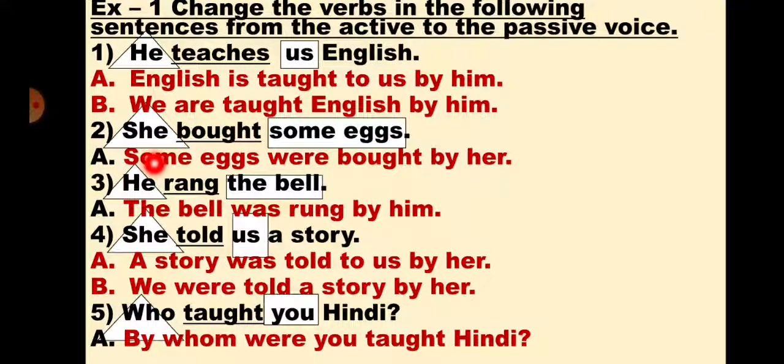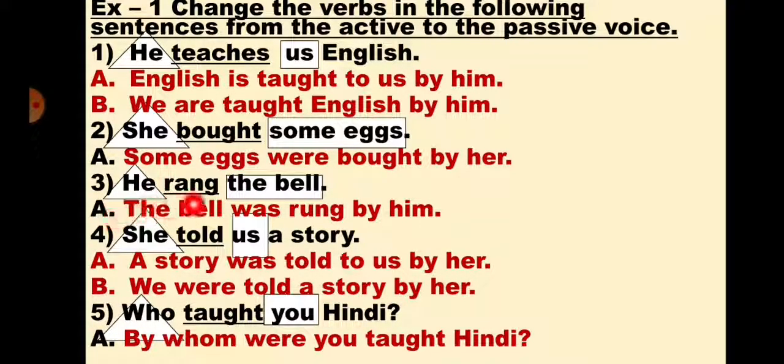Second, she bought some eggs. She is a subject, bought is a verb. She bought what? Some eggs. So here some eggs will become your object. So here object will come into a subject place. Some eggs, eggs, it's a plural, so we'll use verb were. Some eggs were bought, already it is in a third form, so same we are going to write here. Some eggs were bought, add by, she will change into her when it comes into an object place. Some eggs were bought by her.